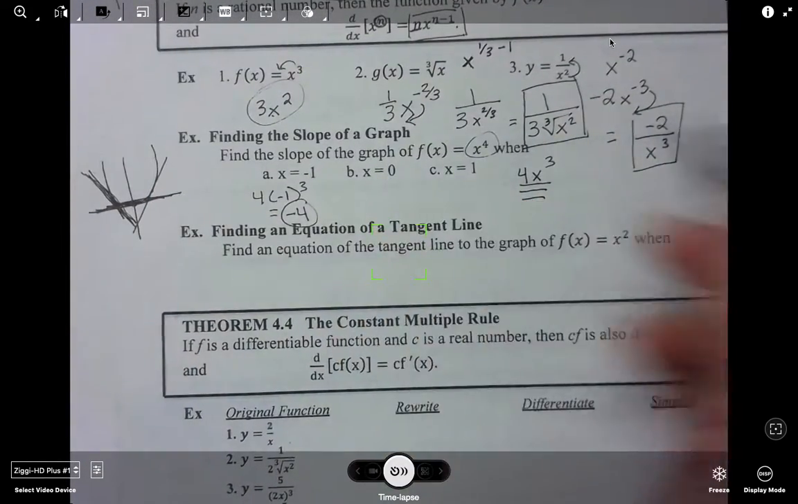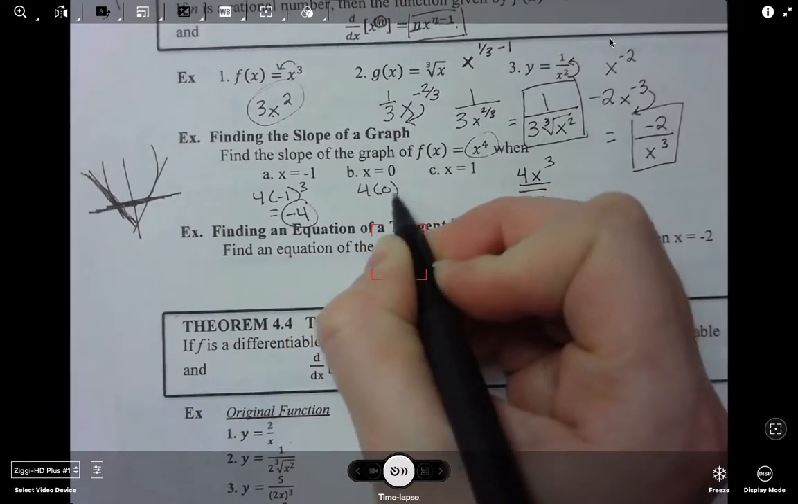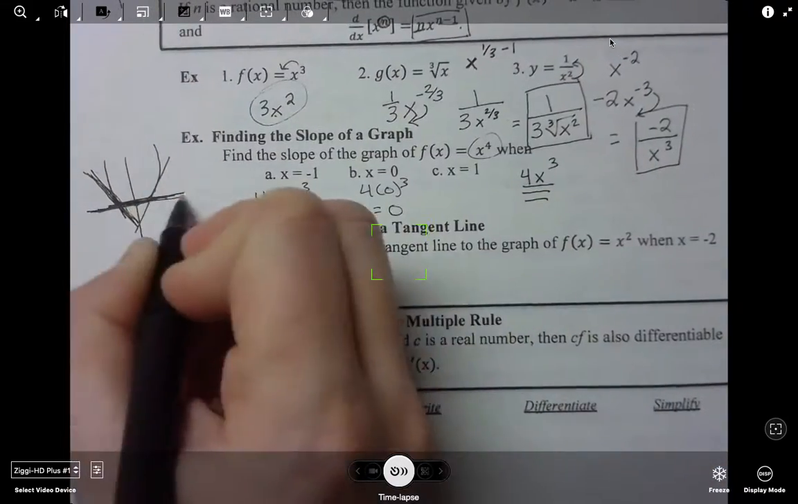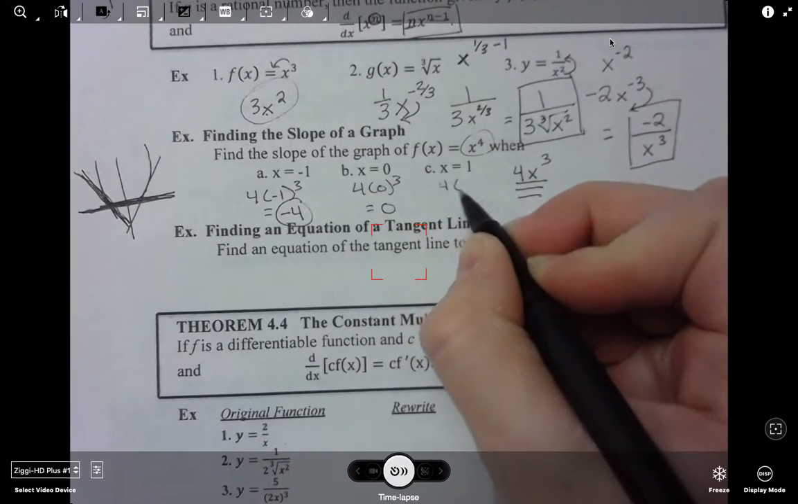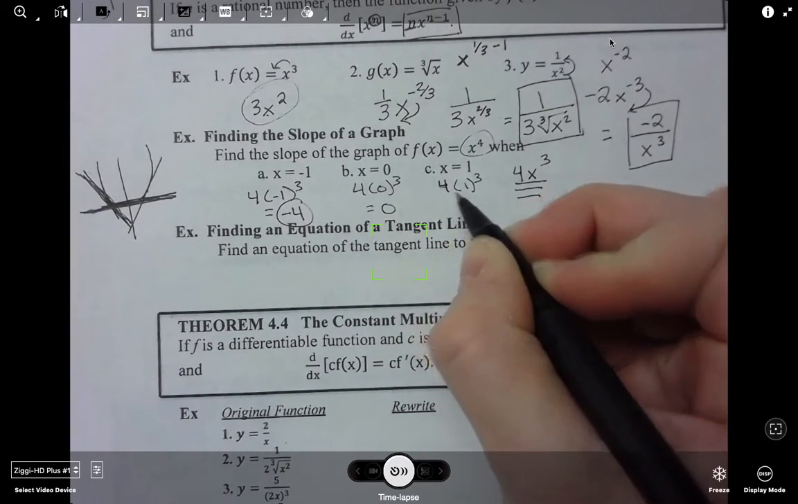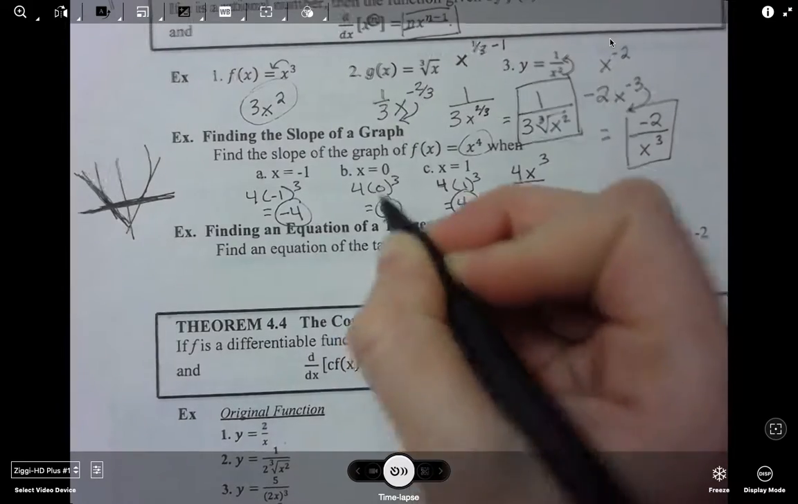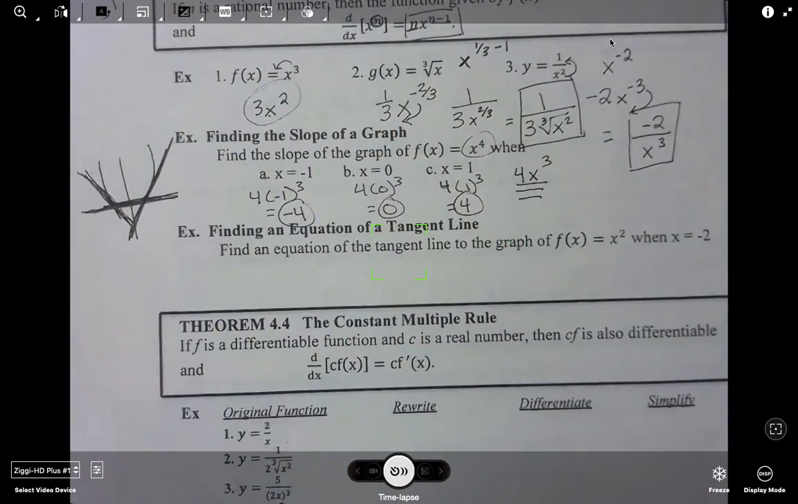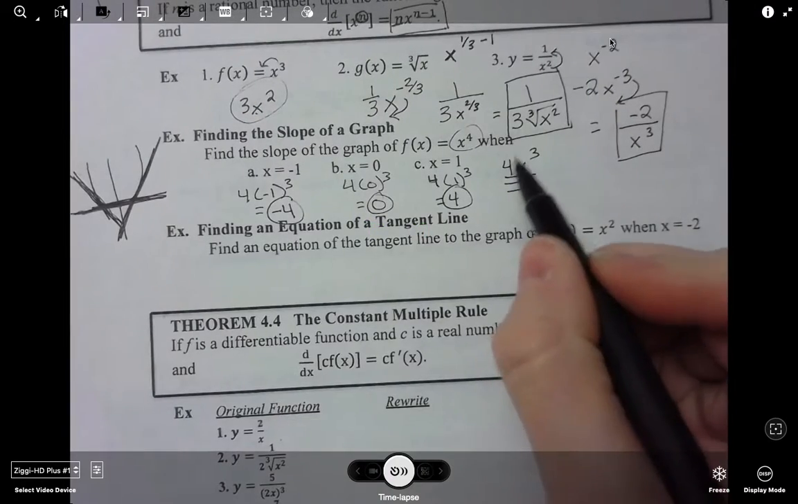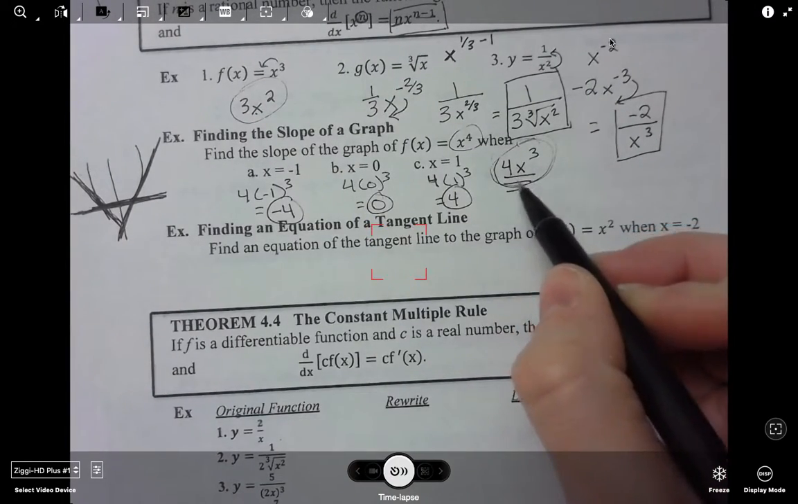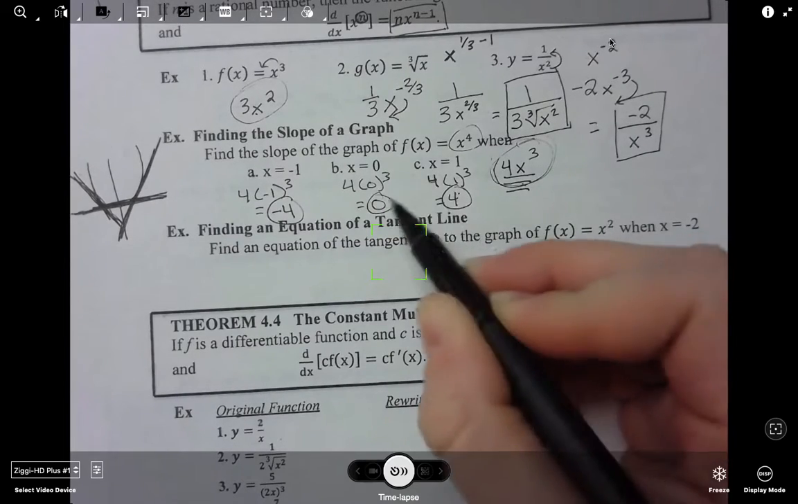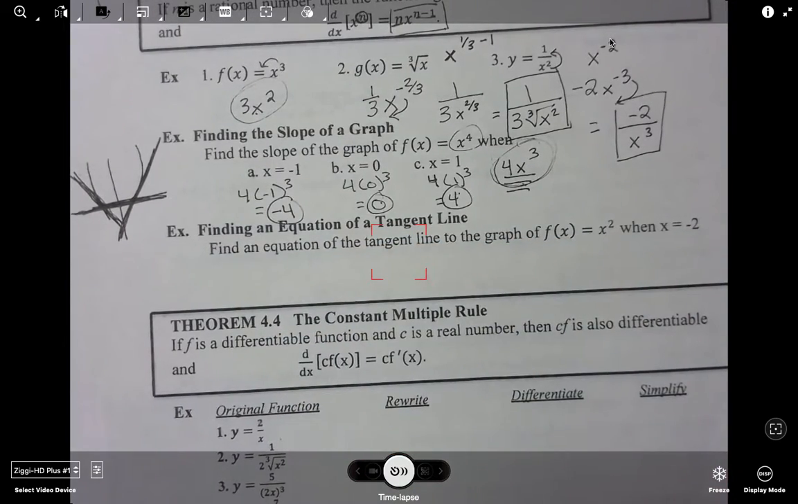Okay, let's look at 0. 4 times 0 to the 3rd power is just 0. This guy has a slope of 0. 1, if I plug 1 in, 4 times 1 to the 3rd power is just 4. So this guy has a slope of 4. Okay, so yes, 4x to the 3rd power is not a slope. It's still a derivative. This will give me the slope if I plug any particular point in.